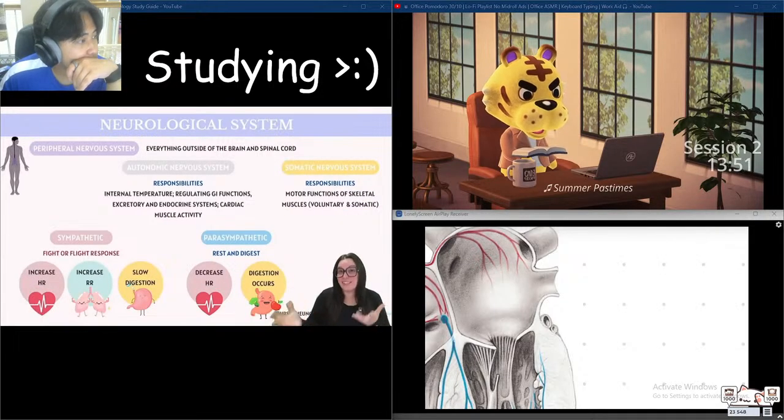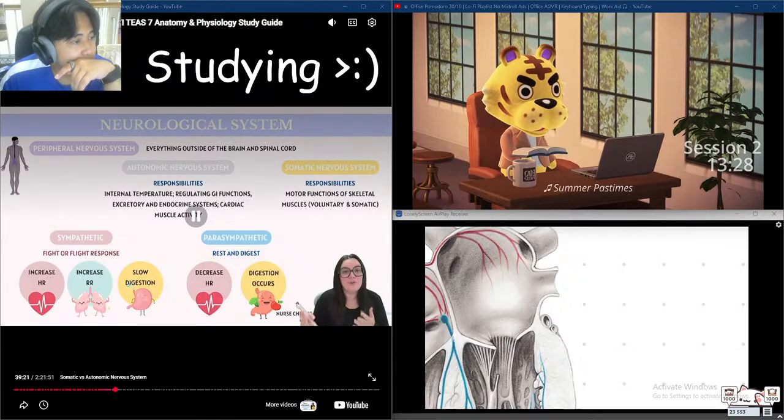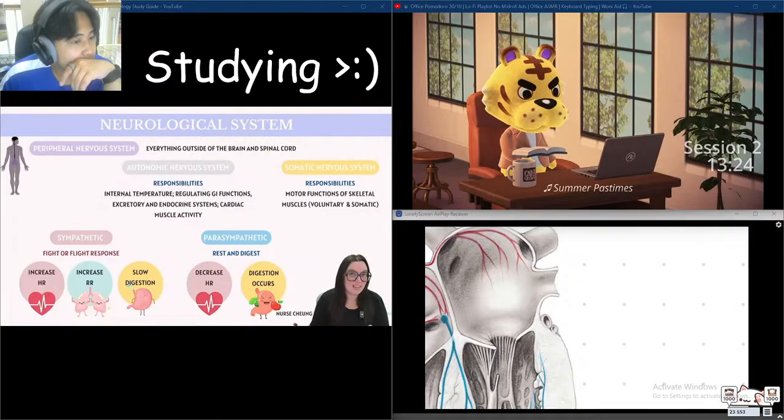So now that we've covered the central nervous system, what about the peripheral nervous system? From a functional perspective, the PNS can be further categorized into two main parts. We have our somatic nervous system and we have our autonomic nervous system. The somatic nervous system is primarily responsible for the motor functions of our skeletal muscles, encompassing both the voluntary actions that are under our conscious control and the somatic reflexes, which are not.